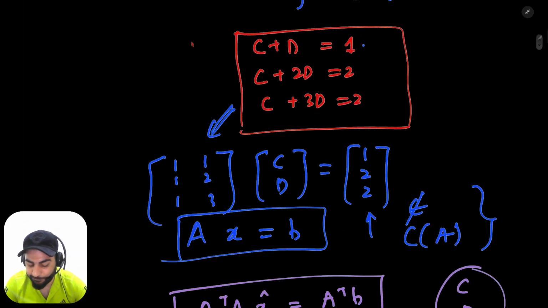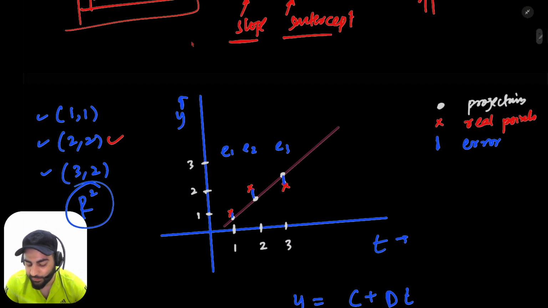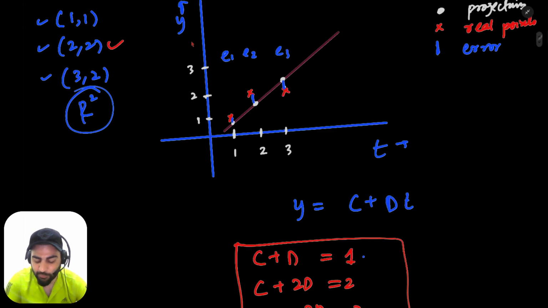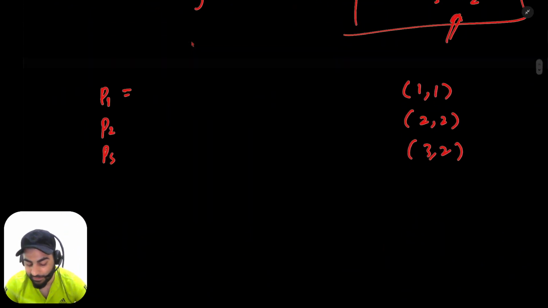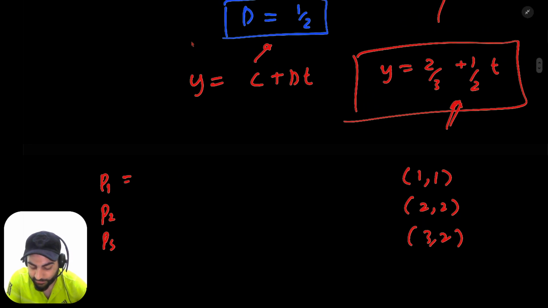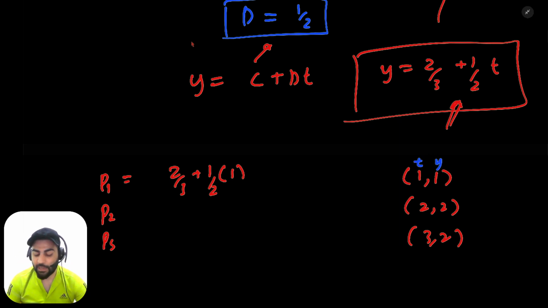So this value is t. I'm keeping these values 1, 2, 3 as they are. I want to see what is the value of y that I'll get. So the first is 2 by 3 plus 1 by 2 multiplied by 1. This is our t and this is our y. What's the projection onto that? So if I'm not wrong, this is 7 by 6. Can you calculate it? So it will be 4 plus 3, 7 divided by 6, yes.